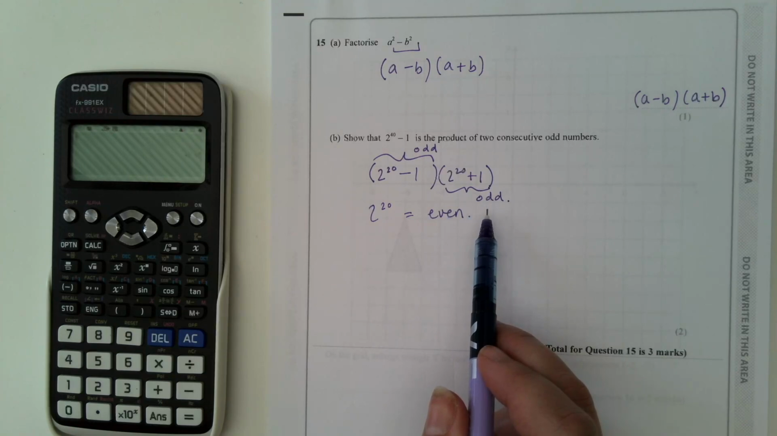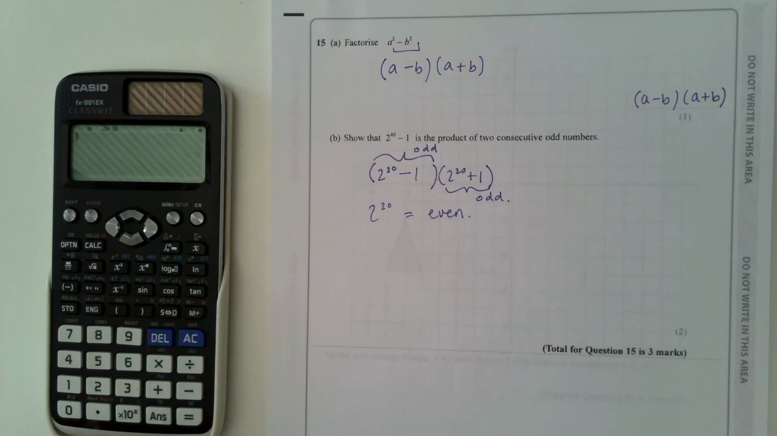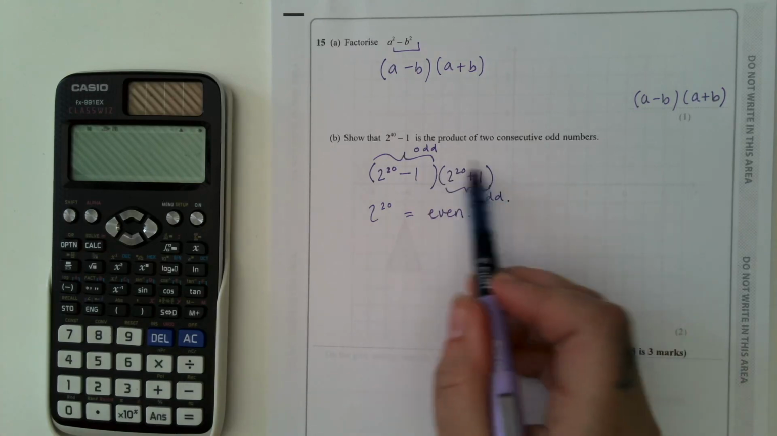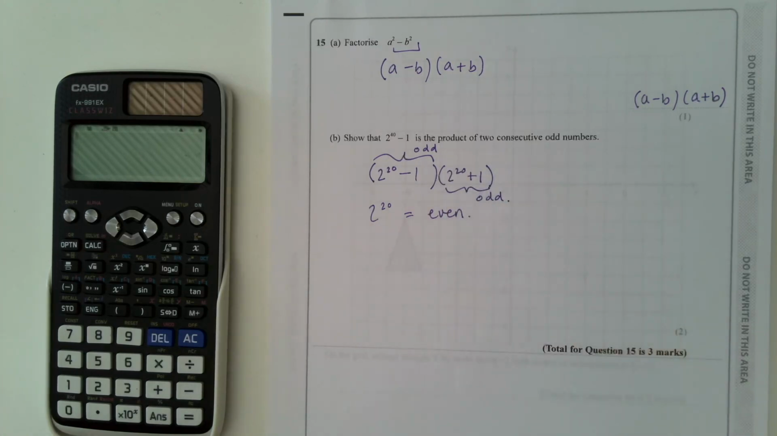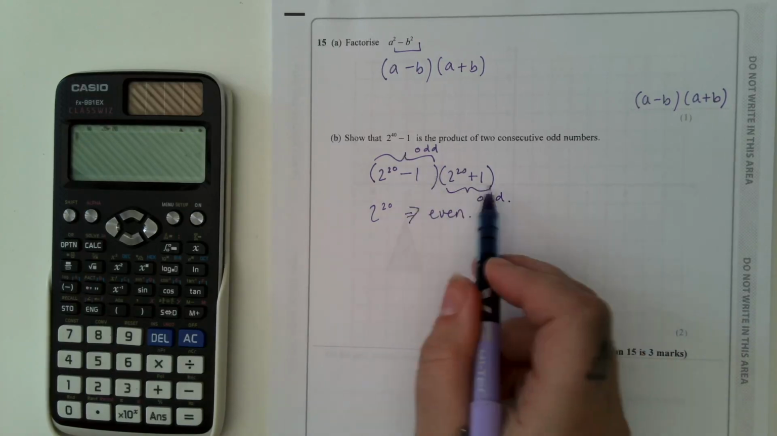Therefore, it's the product of 2 consecutive odd numbers, because this is the odd number before 2 to the power of 20, and this is the odd number after 2 to the power of 20. So, but you need to explain that. So I've said that's even, I've said they're odd.